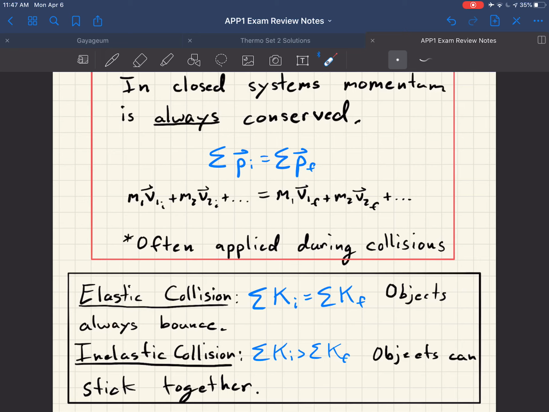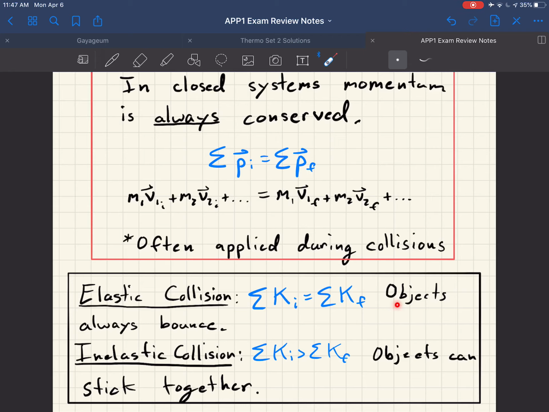Now, two types of collisions we studied: elastic collisions. In elastic collisions, kinetic energy is going to be conserved, which means that the initial kinetic energy of the system right before the collision will equal the final kinetic energy of the system right after the collision. And in elastic collisions, objects always bounce. So this would be objects are not sticking together, they're bouncing.